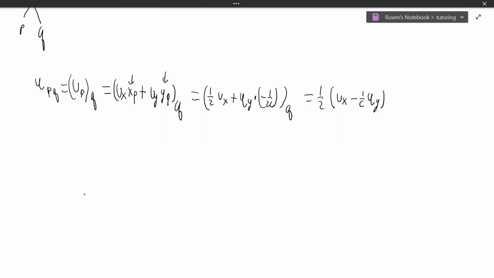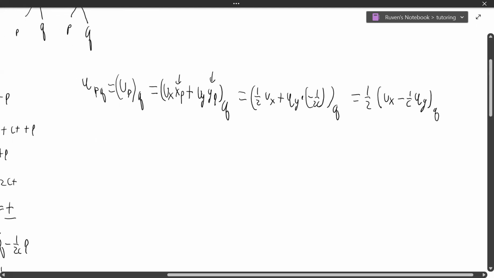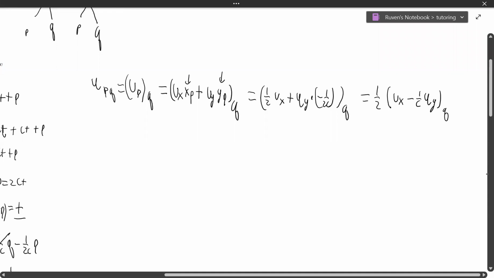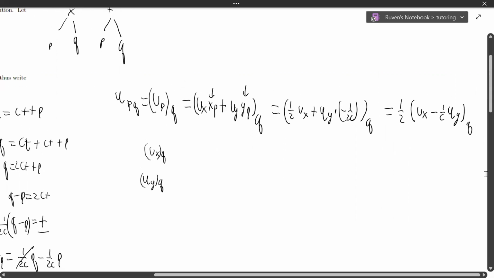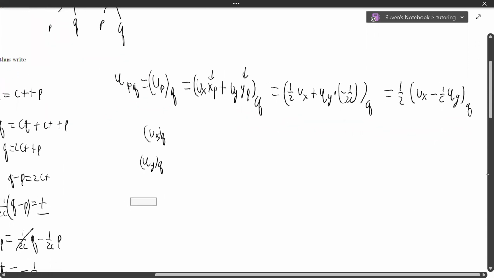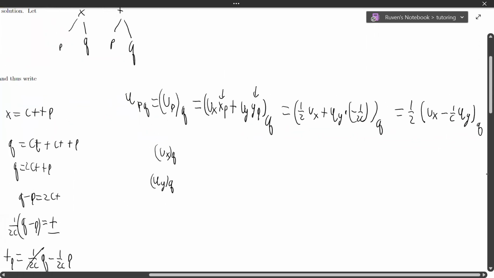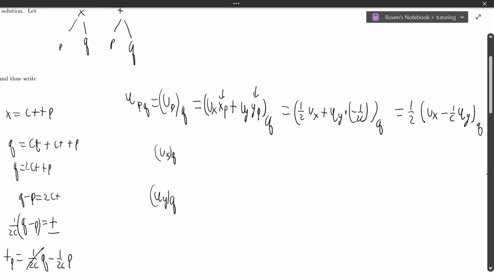And now we reach the hard part, because what we need to do is take the second differentials, or partial differentials. So what we need here is ux of q and uy of q. I'm going to start out with ux of q. Now, there are two ways you can view this, and I'll do the more intuitive way for me for now.